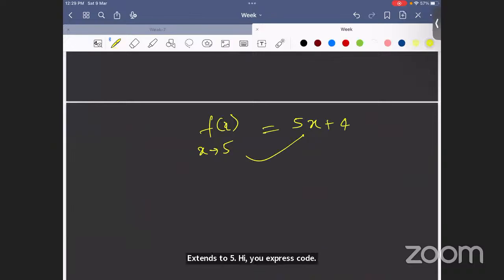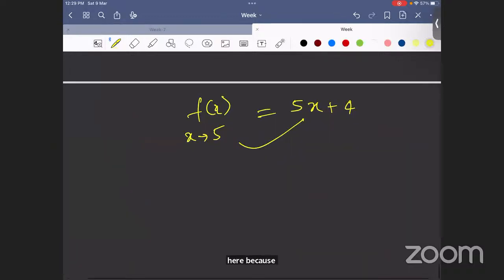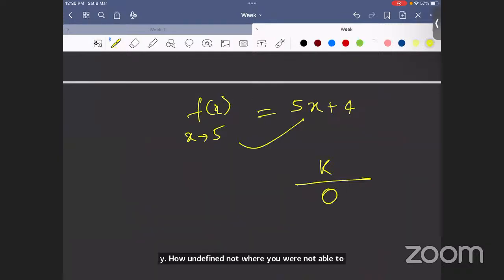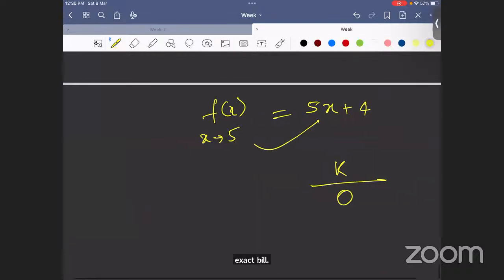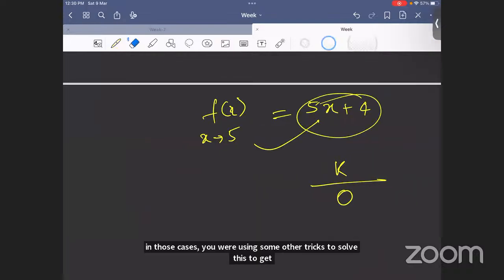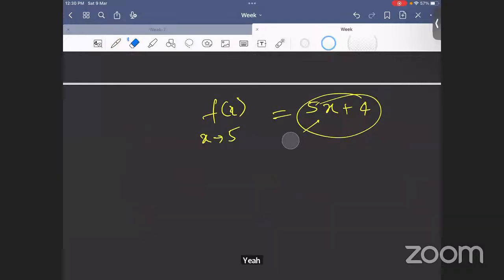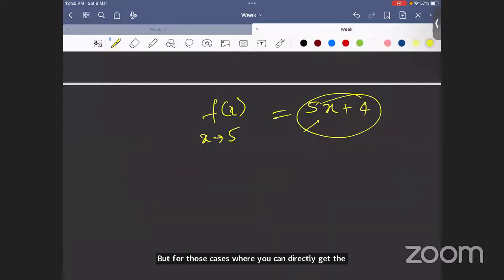Because while putting the value, you are not getting, see, when you were using a different approach, whenever you were getting something like 0 upon 0, an undefined form, or where you were not able to get the exact value, in those cases you were using some other tricks to get the limit, right? But for those cases where you can directly get the value, why will you use those methods? Because every time we do something with the functions, we get another function which is not the original type. So that's why I asked.